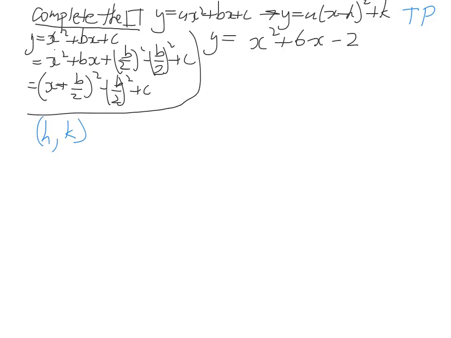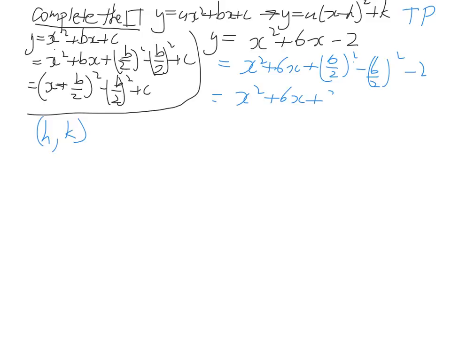Let's see how it works. We've got y equals x squared plus 6x minus 2. With this, we're going to say x squared plus 6x, plus 6 over 2, because that's our b, squared, minus 6 over 2, all squared, minus 2. Our next line, we've got x squared plus 6x. Now 6 divided by 2 is 3, 3 squared is 9, plus 9, minus 9, minus 2.